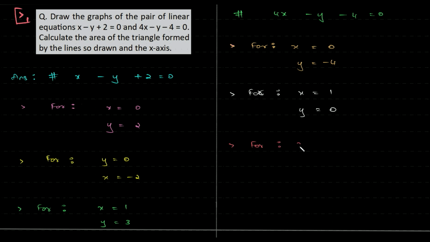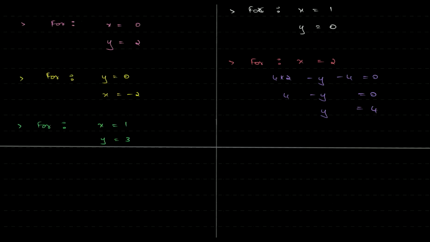For x is equal to 2, if you feel this is complicated, then we can do it systematically. 4 into 2 minus y minus 4, so 8 minus 4 is 4, minus y is equal to 0. If I transpose y onto the right hand side, it becomes positive, so y is equal to 4. And now you have to tabulate the coordinates to plot.